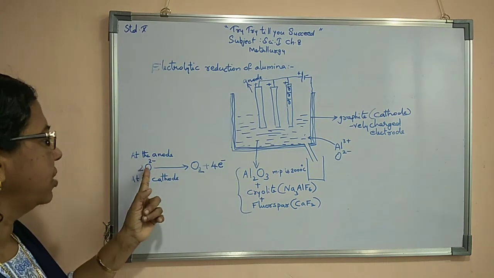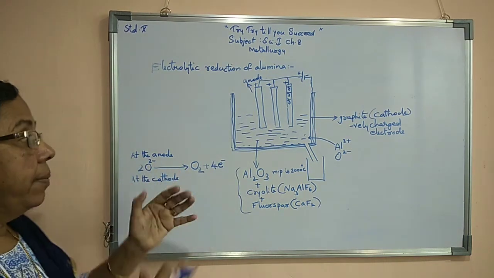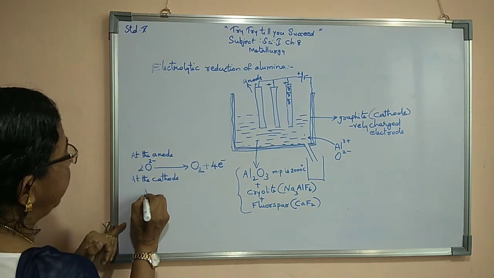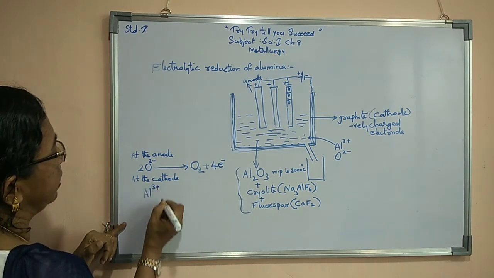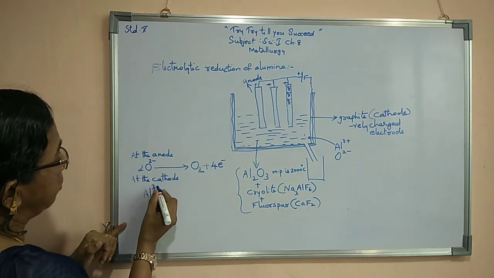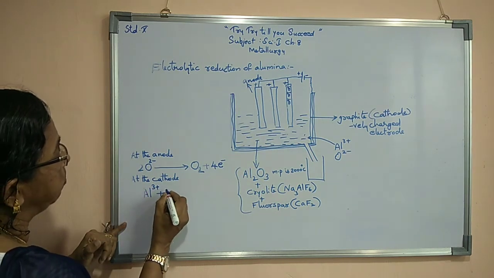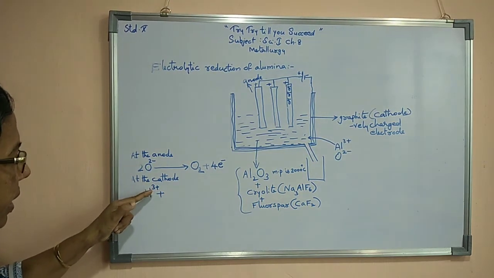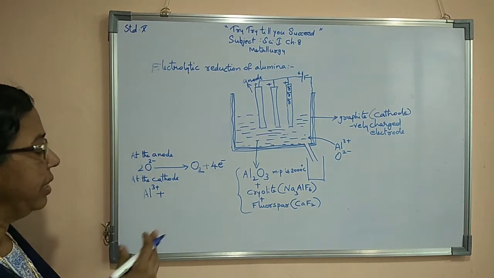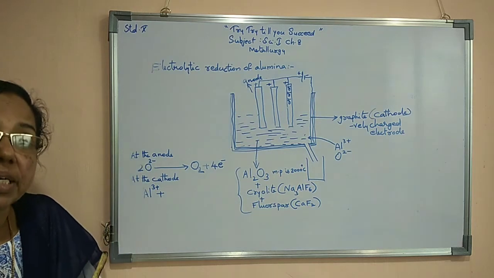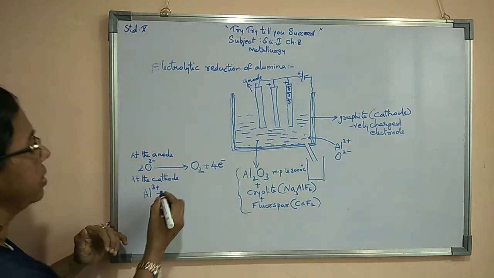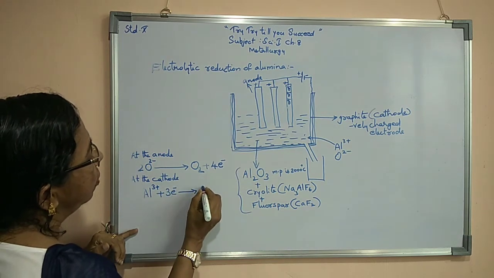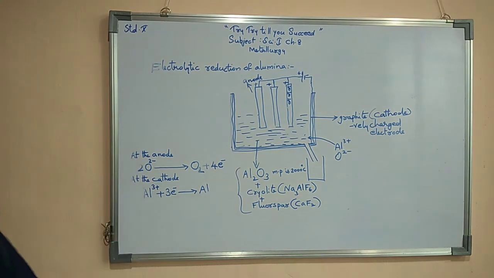Here oxygen ion removes electrons, but aluminium ions receive them. So I am showing you an aluminium ion that has 3 plus. One aluminium ion has 3 plus, which means it has lost 3 electrons. So as and when it reaches here, it will receive 3 electrons. As a result, one aluminium atom forms.